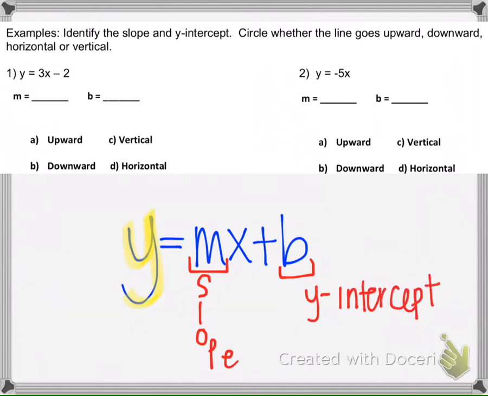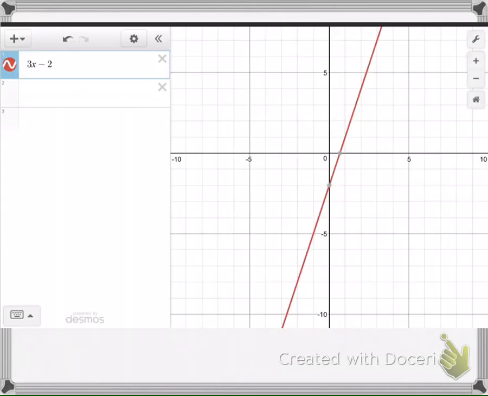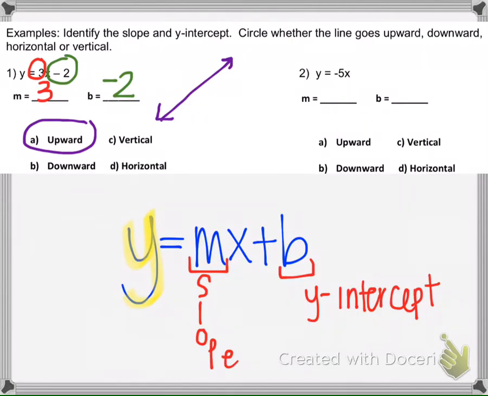So our m is 3, our slope is 3, and because the slope is 3 and it's positive, we know the graph, when we graph it, will go up. And then this number here, the -2, tells us it will cross the y-axis at -2. So here we go, here's the graph. I graphed it with the graphing tool, and you could see it crosses at -2, and it's going upward, as we indicated here.